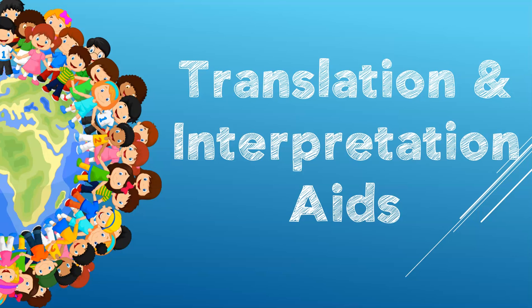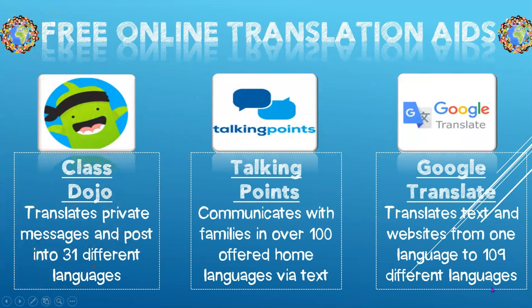Translation and interpretation aids. Here is a list of free online translation aids. We have Class Dojo that translates private messages and posts into 31 different languages. Talking Points, which communicates with families in over 100 different offered home languages via text message, and Google Translate that translates text and websites from one language to over 109 different languages. Now we're going to take a moment to explore more on Talking Points.